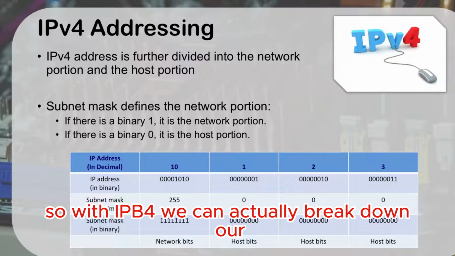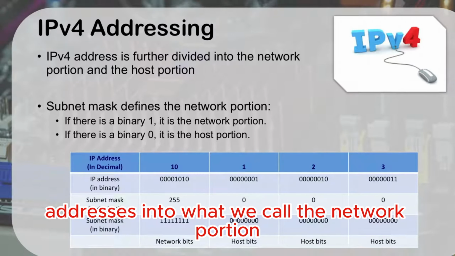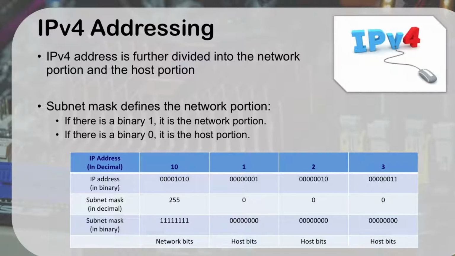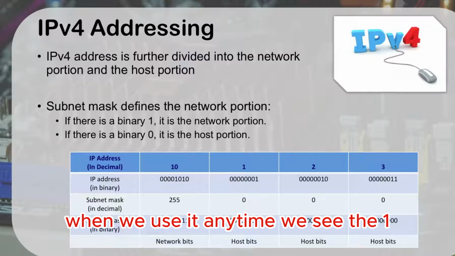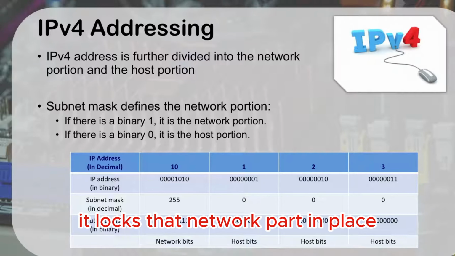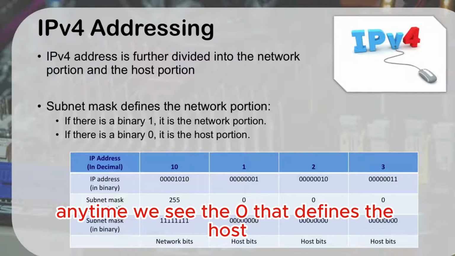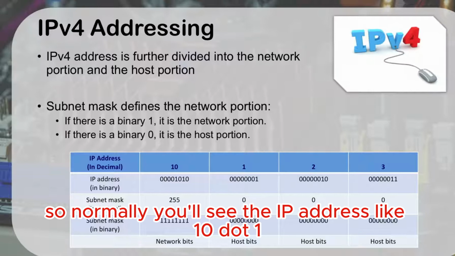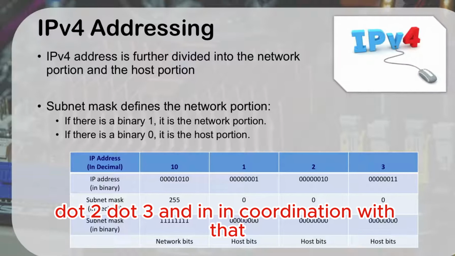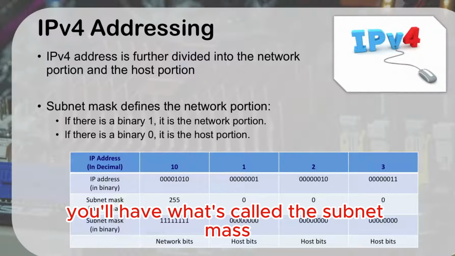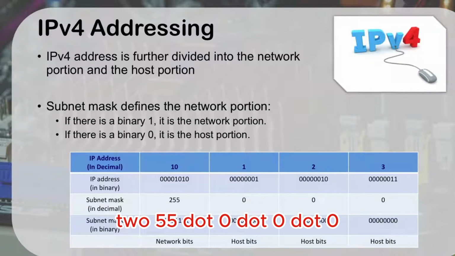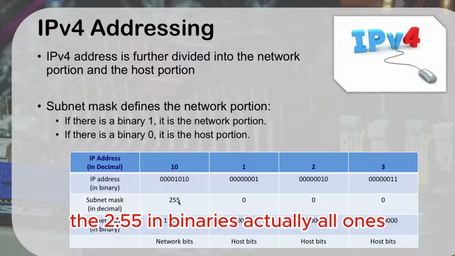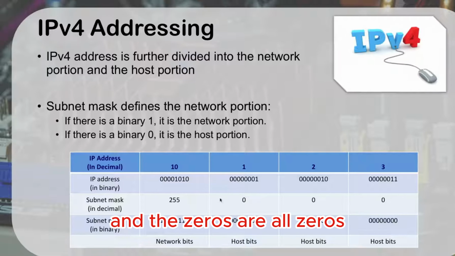With IPv4, we can actually break down our addresses into what we call the network portion and the host portion. The way we do this is based off subnet masking. The reason the binary becomes important is that anytime we see the 1, it locks that network part in place. Anytime we see the 0, that defines the host place, as you can see in this chart below. Normally you'll see the IP address like 10.1.2.3, and in coordination with that, you'll have what's called the subnet mask. In this case, we have 255.0.0.0. The 255 in binary is all 1s and the 0s are all 0s.